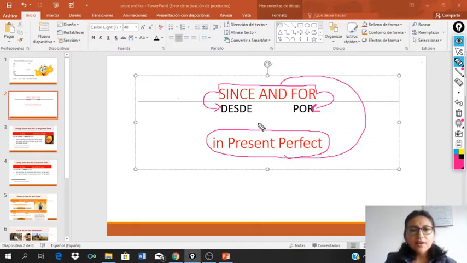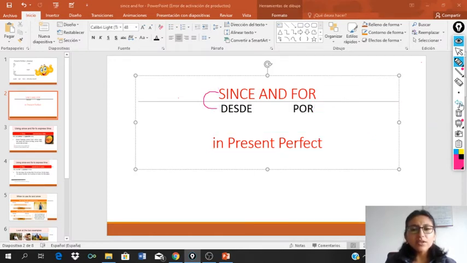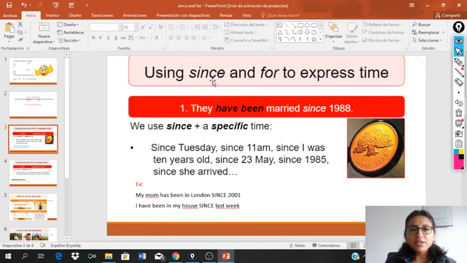Okay? What is the meaning of since? Desde. Very good. And what is the meaning of for? Por. Very good. Okay? Now we're going to see how we use these two prepositions. We use since and for to express time. But we use since plus a specific time.